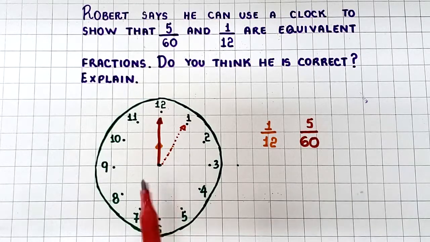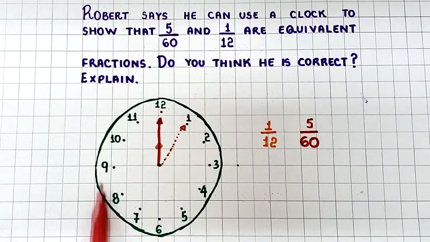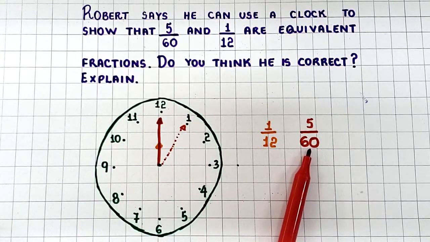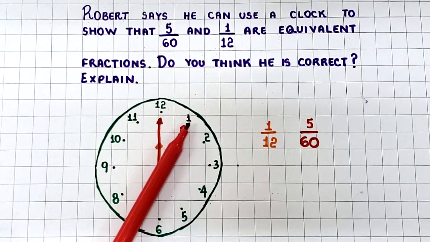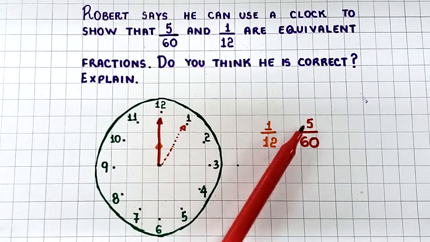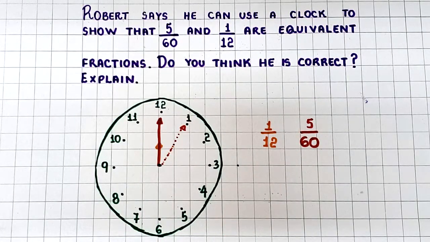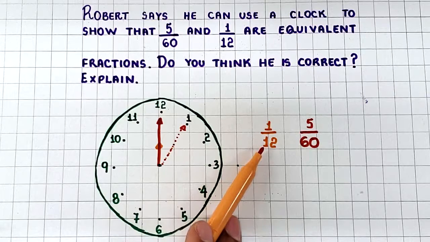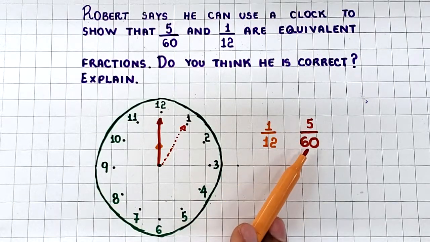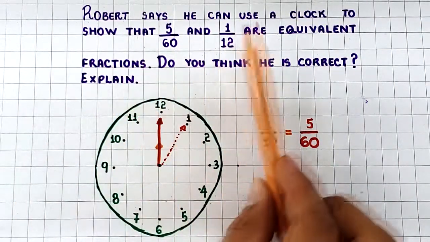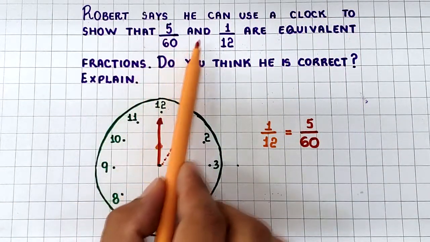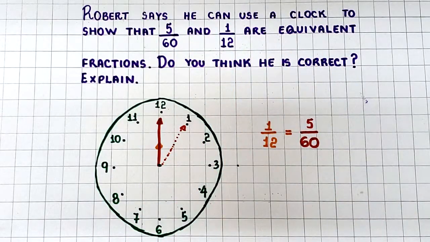Okay, thinking about minutes now. The whole clock is divided in 12 parts, but we know that those 12 parts correspond to how many minutes? 60 minutes. And when the minute's hand travels from 12 to 1, it means it has traveled for how many minutes? 5. I think that makes it pretty clear that the fractions 1/12 and 5/60, what are they? Equivalent. So is Robert correct when he says that he can use a clock to show that 5/60 and 1/12 are equivalent? Is he correct? Yes.